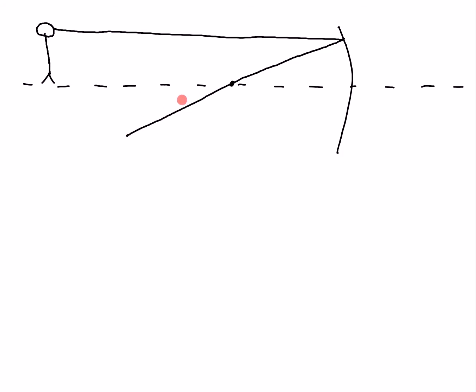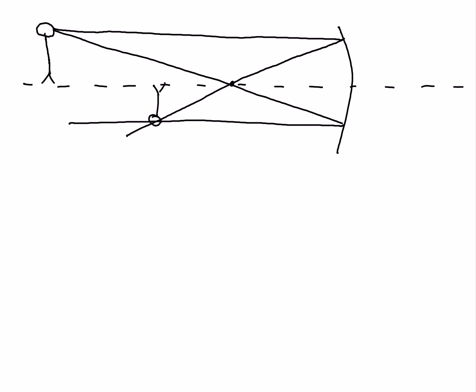Now, mirrors work the same forwards as backwards, so there's another ray we can draw which passes through the focus, and when it's reflected, it's parallel. Through the focus, reflected rays parallel. So the image forms where the rays intersect, so that's where the image forms.